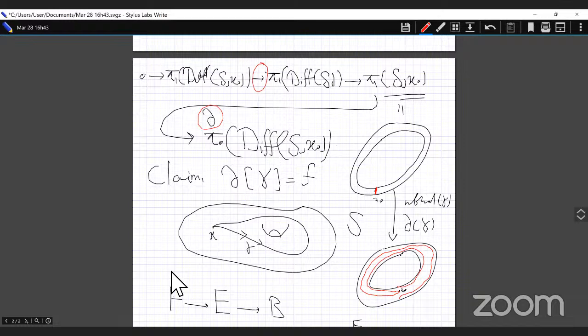Is this what Hatcher says? I would have first guessed that I wanted to consider the kernel, so to speak, of the map from diffeomorphisms that fix the point to diffeomorphisms, and try to identify that with the image of delta, and I would try to identify it with the loops.